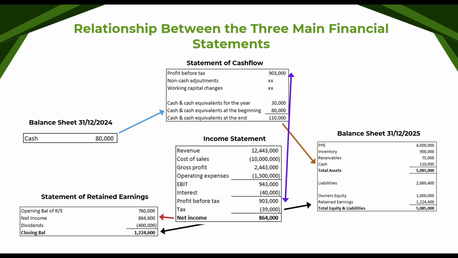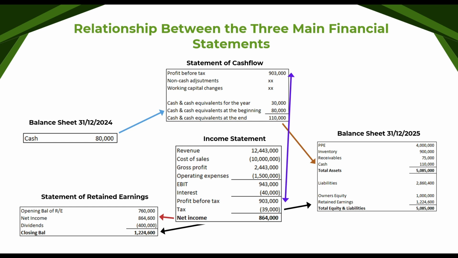So that's how the three key financial statements are connected to each other. The income statement is linked to the statement of cash flow through profit before tax. The cash flow is linked to the balance sheet through cash and cash equivalents at the end of the period. While the balance sheet is linked to the income statement through net income, which is adjusted under the retained earnings. Those are the relationships between the three key financial statements.